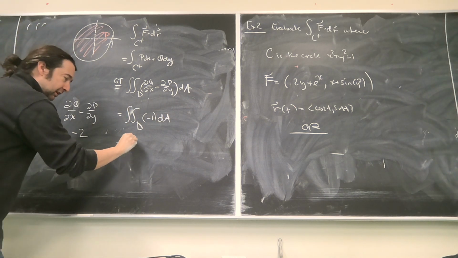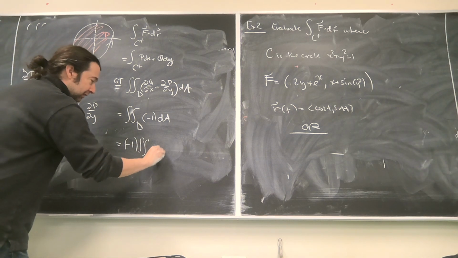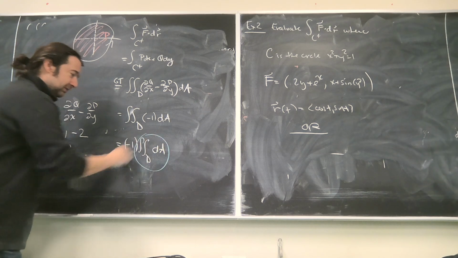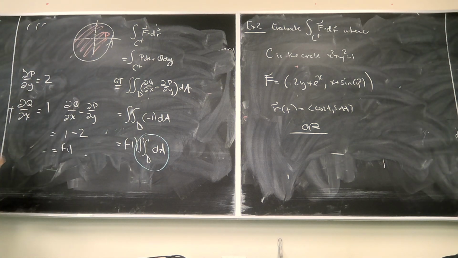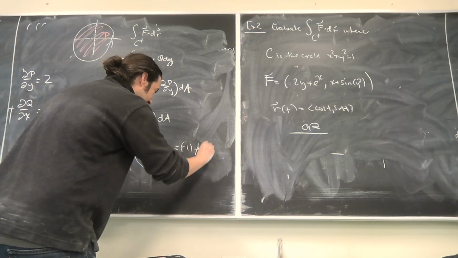which means I could pull the negative 1 out if I wanted to. And now I'm looking at the integral over a region dA. So it's a double integral over a region with nothing in it. What does this represent? It's the area of D, right? The double integral of D, dA, is the area of D. So this is minus 1 times the area of D.